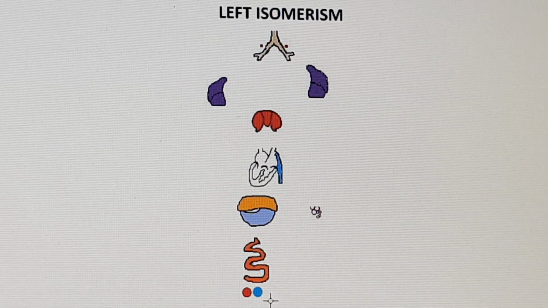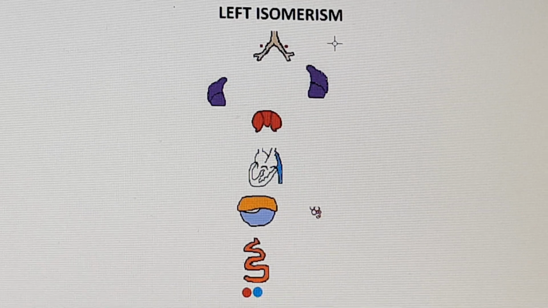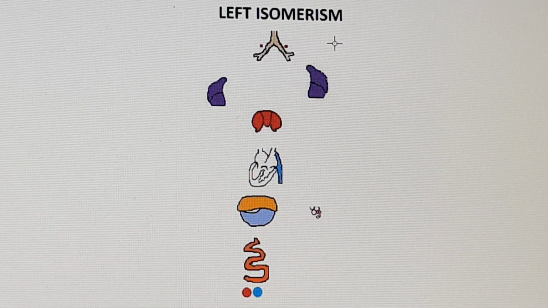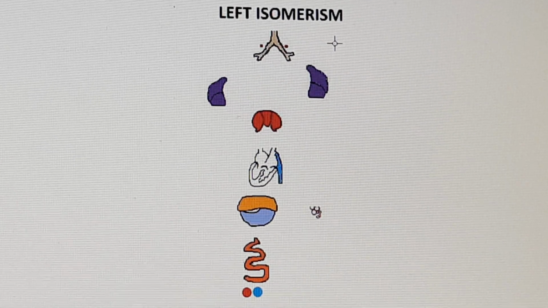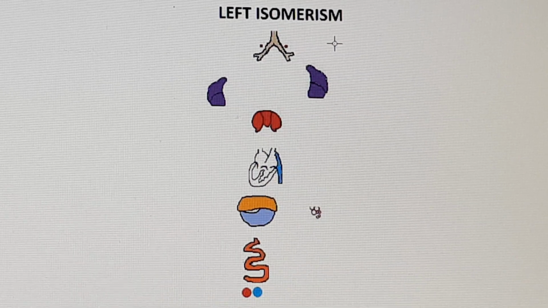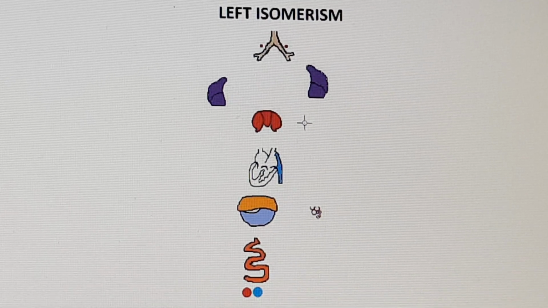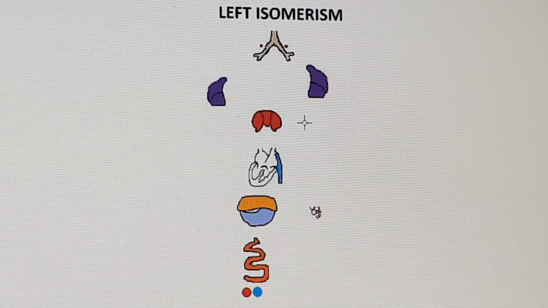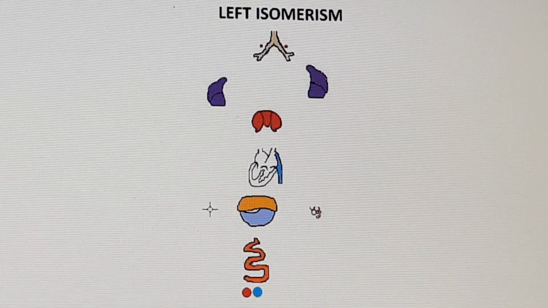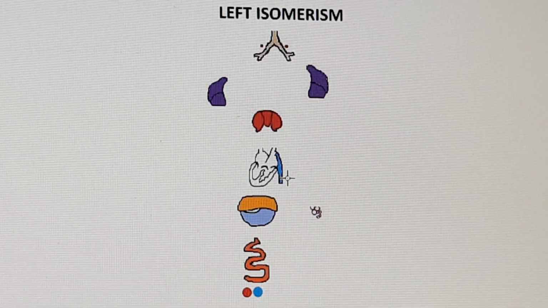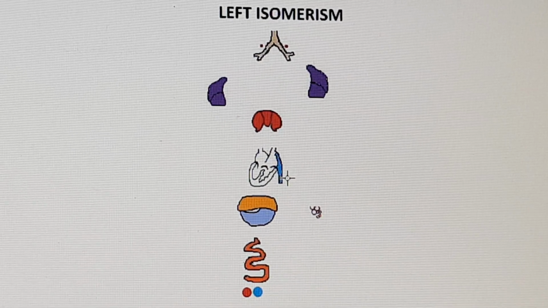So to summarize, in left isomerism, we have both tracheobronchial trees having the left sided anatomy, that is, both the bronchi are hyparterial, both the right and left lung are bilobed, both the atrial appendages of the cardia have a left atrial appendage morphology. There is interruption of IVC and there is azygous continuation of the venous return which flows into the SVC.